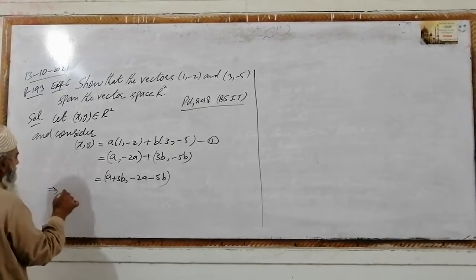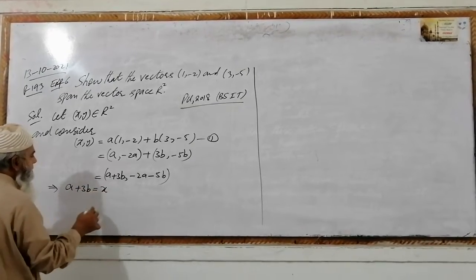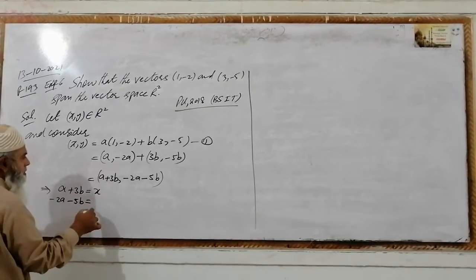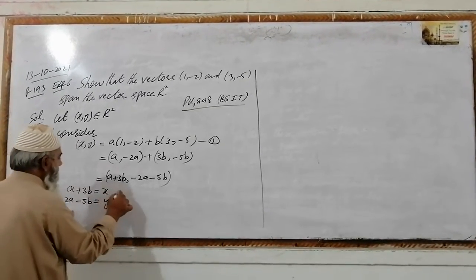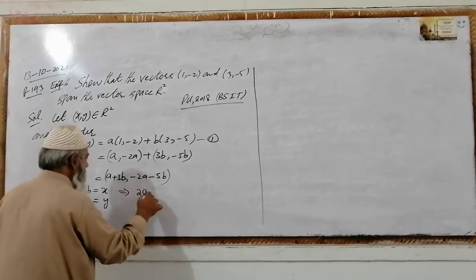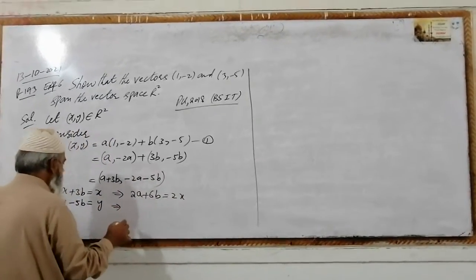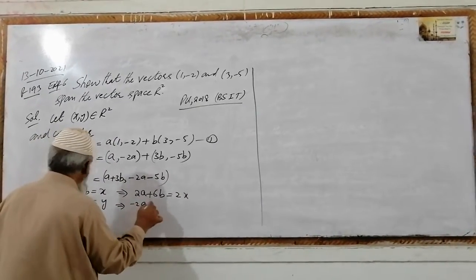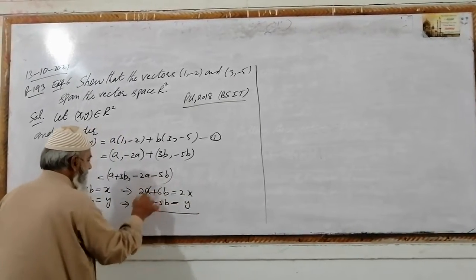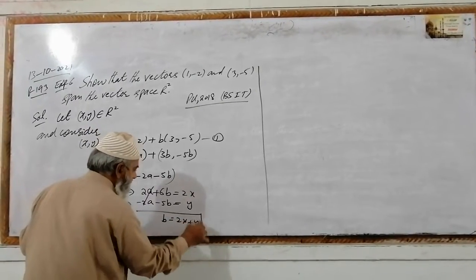Equating the corresponding terms on both sides, we will have two equations. a + 3b = x, and the other is -2a - 5b = y. When we multiply the first equation by 2, we have 2a + 6b = 2x, and we write the other equation as it is, -2a - 5b = y. Adding these two equations will give us b = 2x + y.